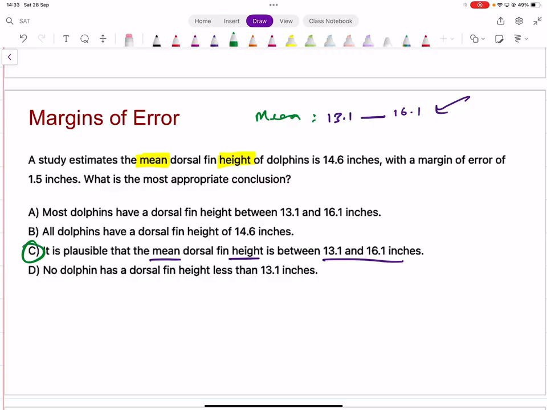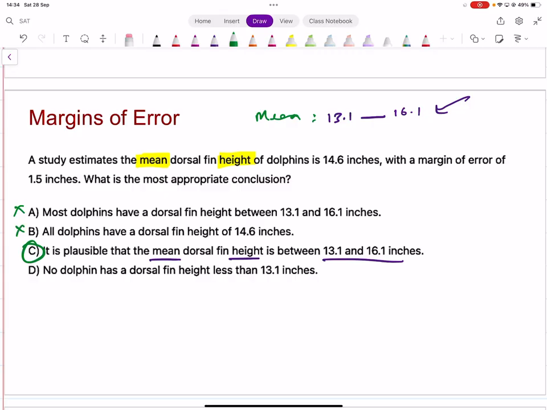But now let's look at the other options and see why they're incorrect. Why is A not correct? Because the question is about estimating the mean, and it just says most. Yes, we're talking about the mean here. The study is about the mean height, and they're saying most dolphins. We're not talking about how many dolphins have a height between a certain number. We're just talking about one single number, and that's the mean. So we're not talking about most dolphins, so this is not correct for that reason. All dolphins have a height of 14.6? No, there is a margin of error, right? So that's not correct either.